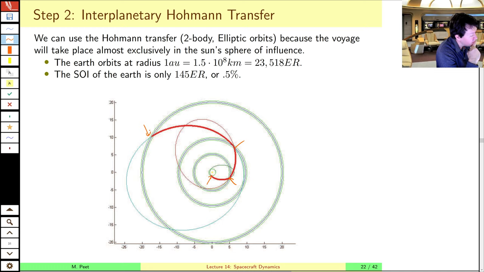So we assume that after we do our burn to escape, we're instantly in the sphere of influence of the Earth. That's a reasonable assumption, again, because the size of the sphere of influence of the Earth is only 0.5% of the distance to the Sun. So that's just saying that the Hohmann transfer works because we leave the Earth's sphere of influence rather quickly.